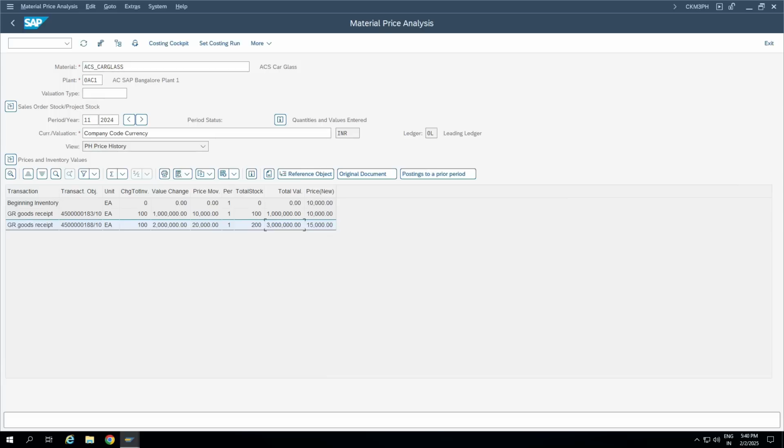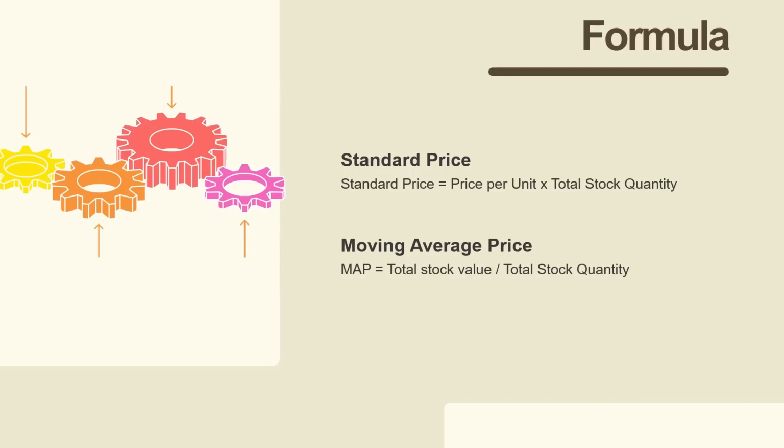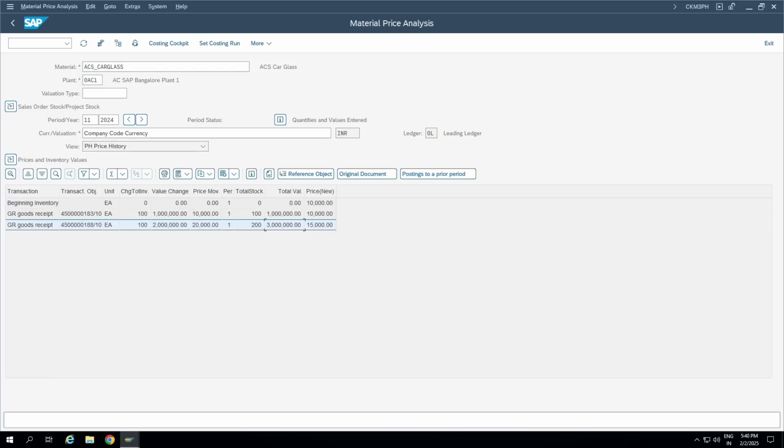So if you go back to our presentation, the formula for moving average price is the total stock value divided by the total stock quantity. So what is the total stock value? 3 million, and total stock quantity is 200. So now the moving average price of the material is changed from 10,000 to 15,000.